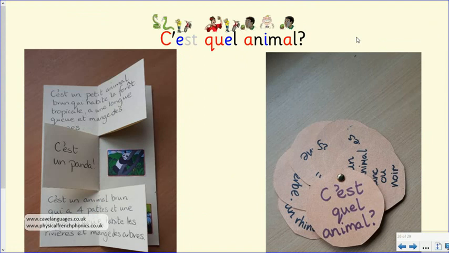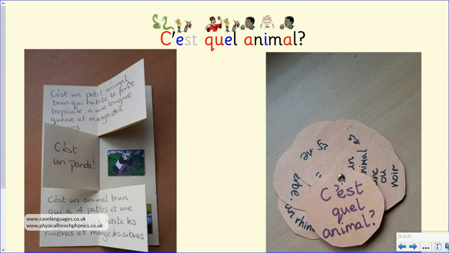Now, how to set it out? Well, your title, first of all, is, can you read this? C'est quel, it's which animal. C'est quel animal, it's which animal. In English, we'd put it around the other way and say, which animal is it? But in French, put it this way around. C'est quel animal.